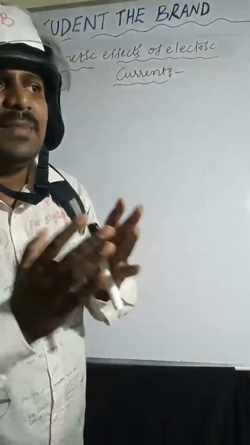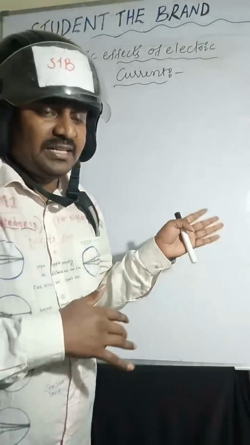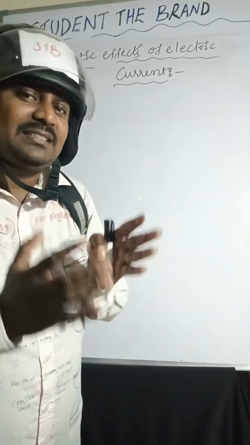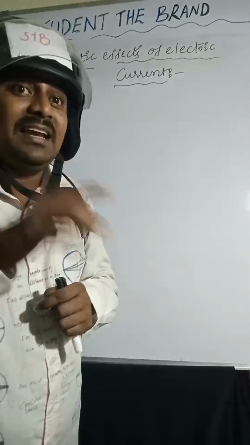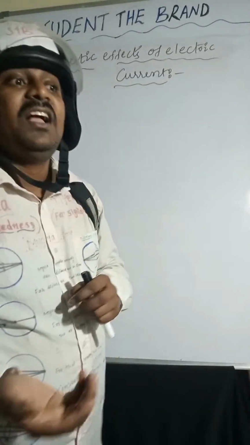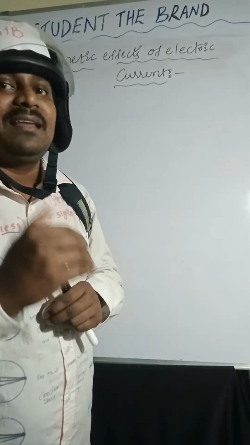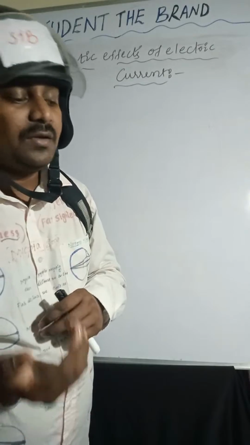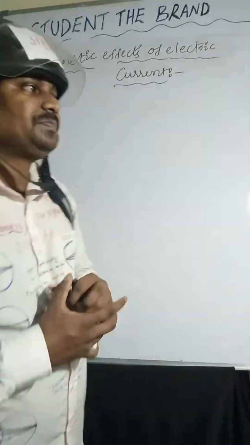Natural magnet is magnetite. Magnetite is a natural magnet which occurs from the earth's crust, and the name comes from magnesia.